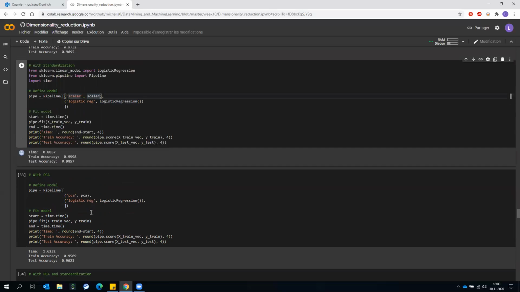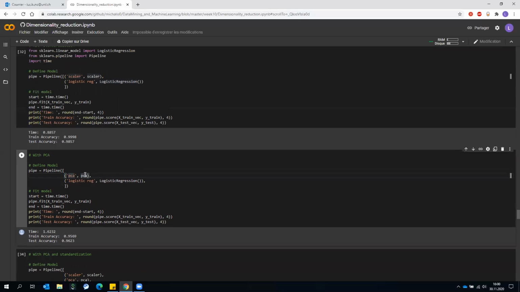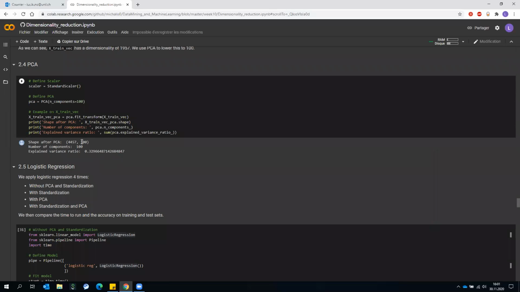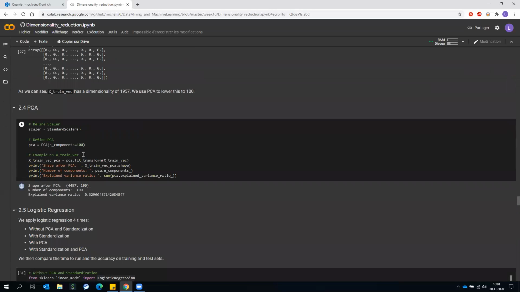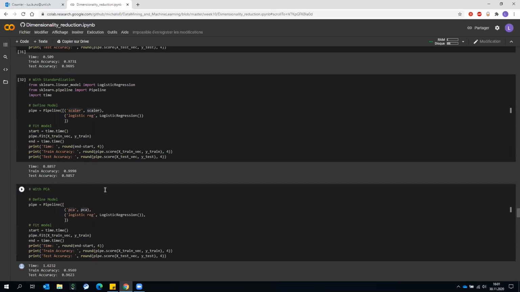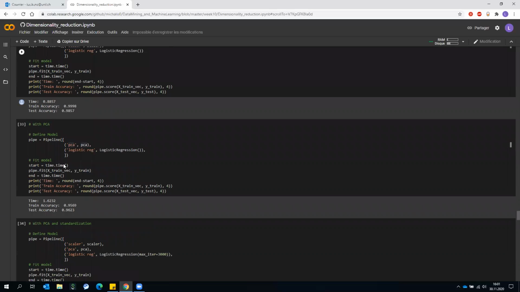Then only with PCA, so we add the PCA element in here, we can see that the time is even higher and the accuracy is lower. So in this case, PCA is not useful. We may change the number of components. Of course, here we had 100. We may test with 1,000, we may test with 10, with 500, or with a specified percentage, as I showed you earlier. So with PCA, in this case, it does not increase the accuracy.